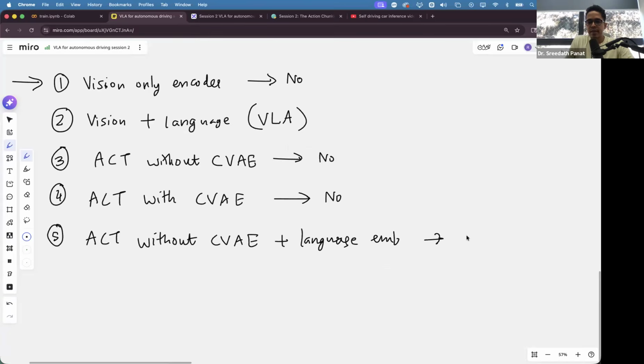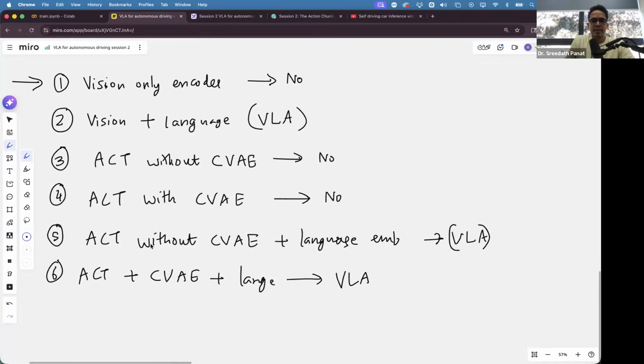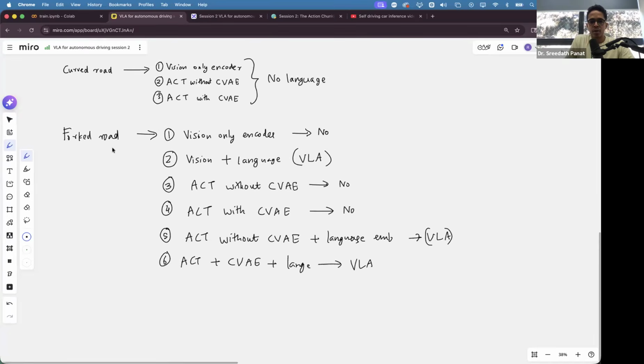So this is technically a VLA. Last one, which is the most comprehensive one: ACT plus conditional variational autoencoder plus language. So this is the proper VLA, and this is the one that I'm showing here in the 9th experiment. So totally, if you look at it, 6 experiments are possible in forked road.